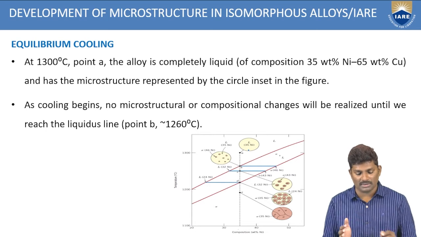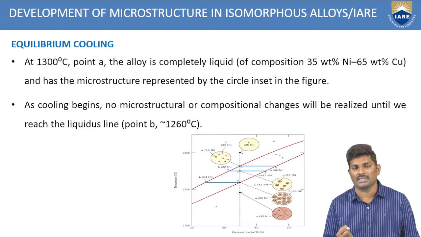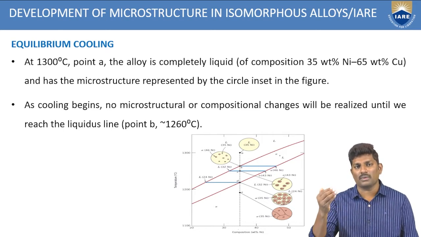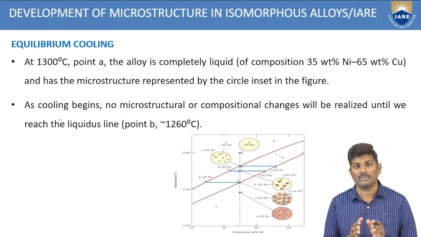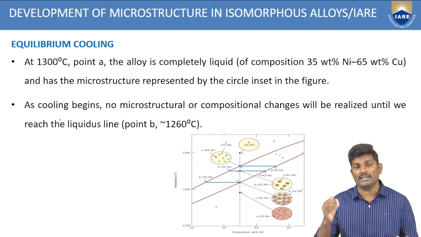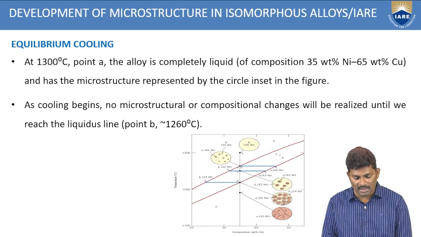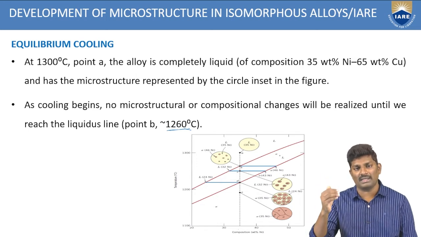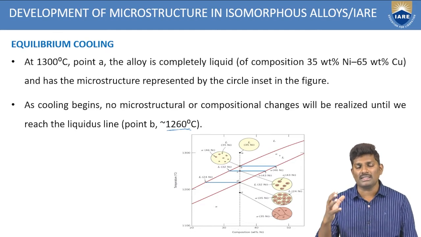Now if it slowly cools, what is happening as cooling begins? When the cooling starts, when you reduce the temperature, slowly the cooling process starts. As cooling proceeds, no microstructure or compositional changes will be realized until what point? Until you reach the solidus line. So where is the solidus line? Approximately it is at 1260 degrees centigrade. So up to 1260 degrees centigrade, there is no change in the microstructure. Why is there no change? Since it is under liquid nature only. Since it is in the liquid phase, there is no change in the microstructure.